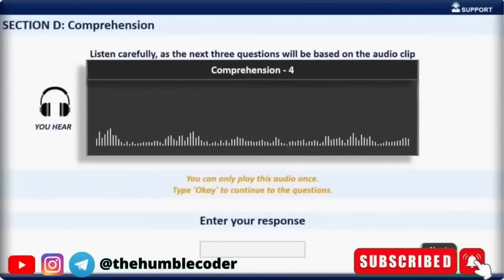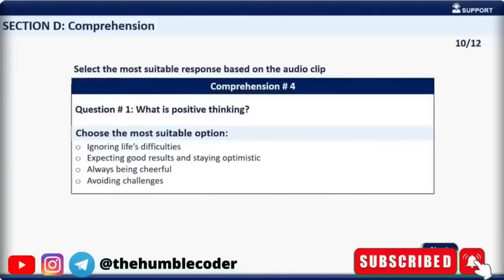So guys, let's see the next 3 questions for it. The first question is, what is positive thinking? The options that we have are, ignoring life decisions, expecting good results and staying optimistic, always being cheerful, avoiding difficulties and challenges. So the correct answer for this question is going to be, expecting good results and staying optimistic.